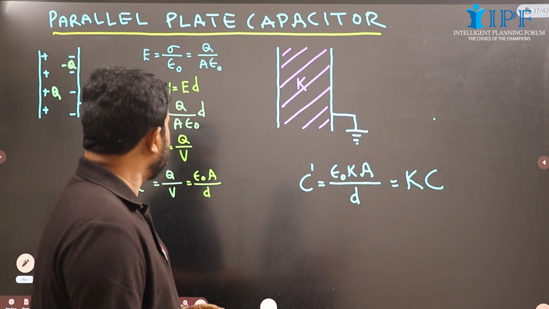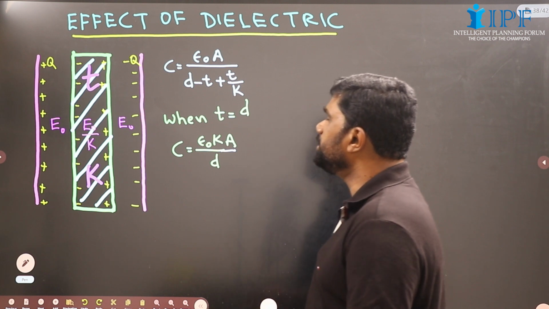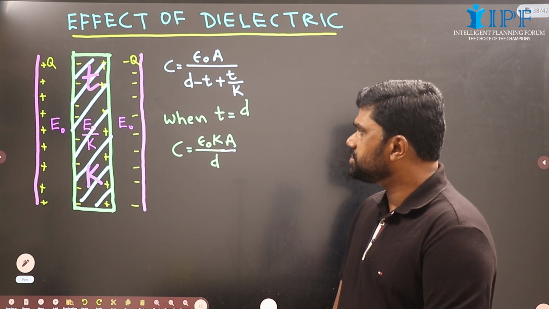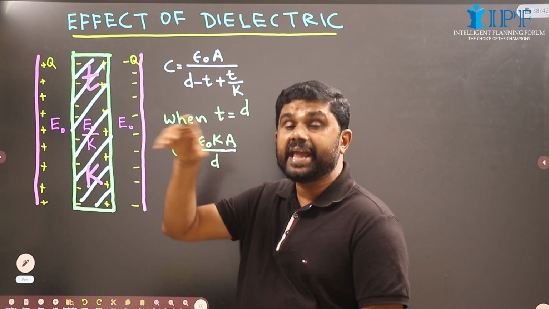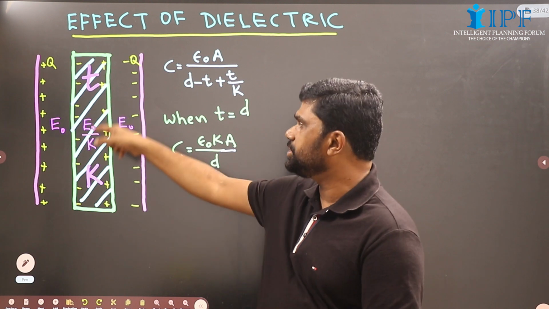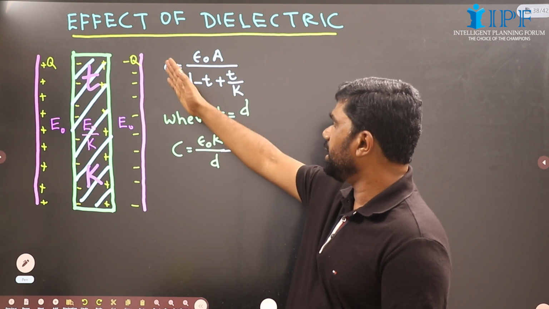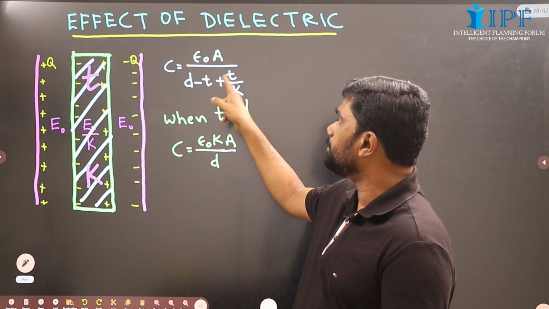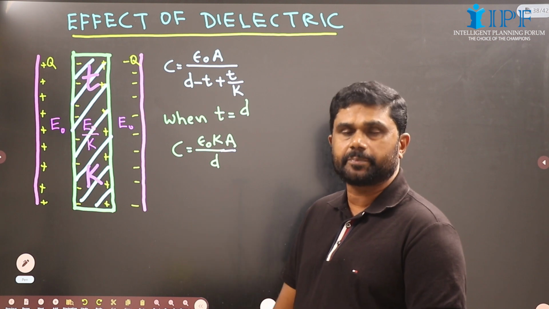Okay, now see, let's see the next part, what we have. See, now the space between the plates is partially filled with a slab of thickness t and dielectric constant K. Okay, now see, the intensity of electric field in air is E0 and the intensity of electric field in dielectric will be E0 by K, where K is the dielectric constant. Okay, now we will have the expression for the capacitance, that is epsilon 0 A divided by d minus t plus t by K, where t is the thickness of the slab and d is the separation between the plates.